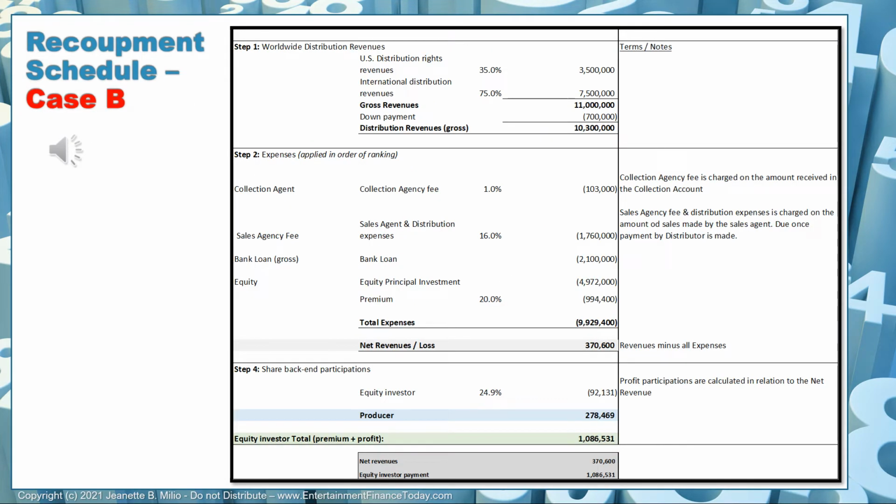And here's what the recoupment schedule would look like for this film. Again, we have our gross distribution revenues at $11 million. We are deducting the down payment that we already have received and used from the distributors, which is $700,000. So the collection account will register $10,300,000 in distribution revenues gross. The collection agent will then charge their fee of 1% on this amount, which is $103,000. The sales agent will charge their distribution and sales fees of $1,760,000 again. The bank loan gross, which includes the interest charges here now, is $2.1 million.